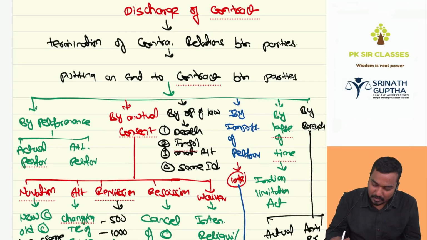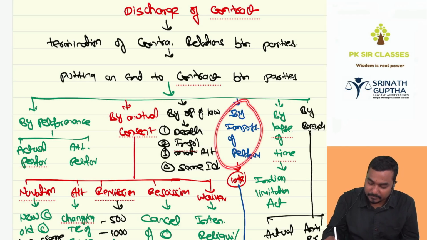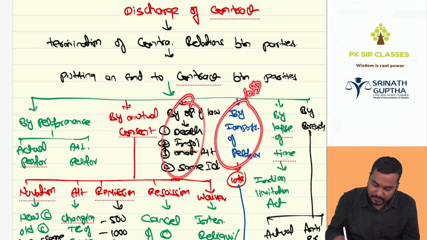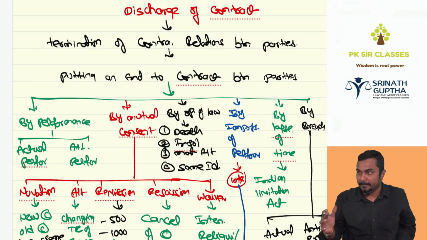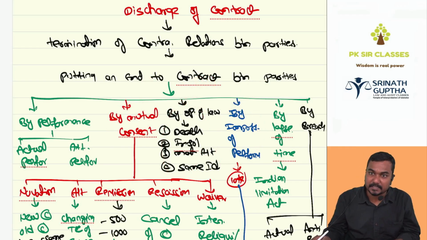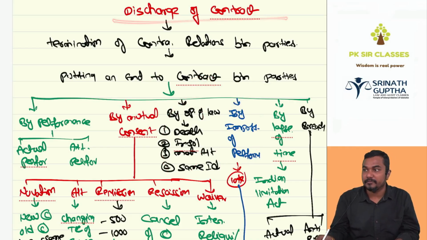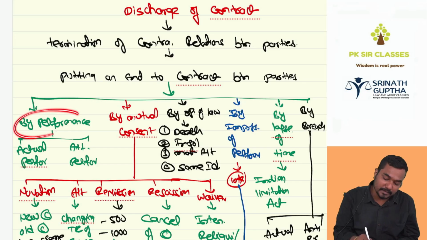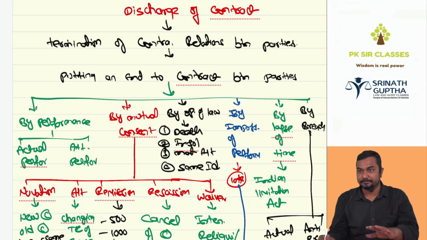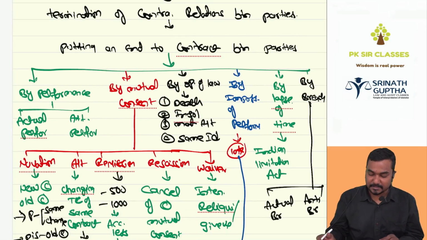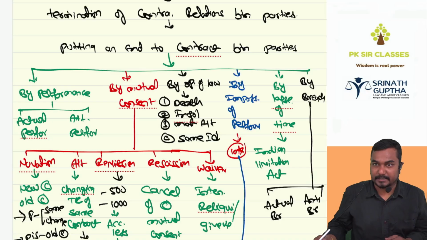Among all, this one is very important, 10 stars. This one is 5 stars. This one is 5 stars. These 3 things he can ask separately, or he can ask in the exam: what are the various modes of discharge of a contract? Write all six completely in the exam.